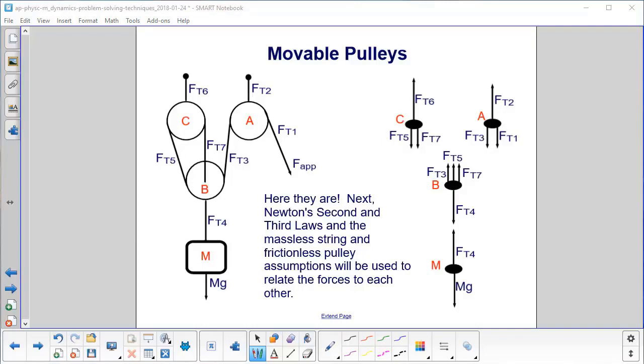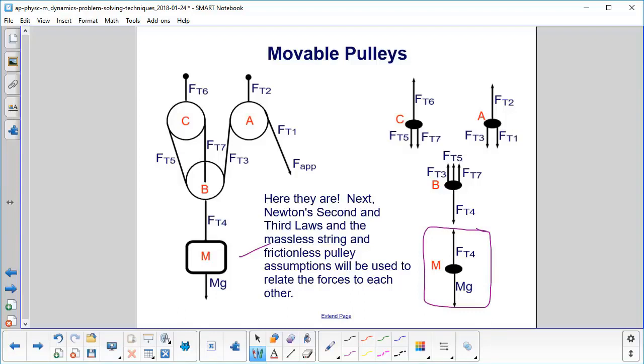I forgot to mention you were supposed to draw the free body diagrams for each one of these pulleys. It was written there, hopefully you saw it. And if not, back up before you look at these free body diagrams and give it a shot on your own. So we've labeled the pulleys A, B, C, and we've also got the mass, M. Here's the free body diagram for the mass. You just have mg going down and tension 4 going up.